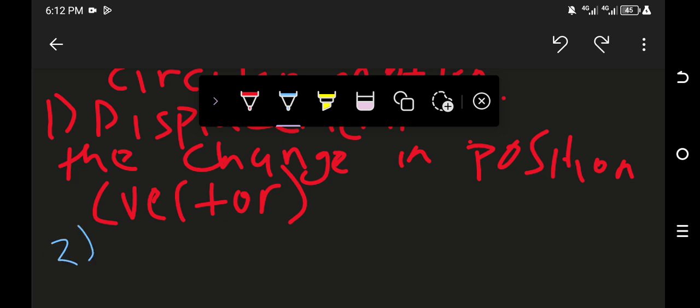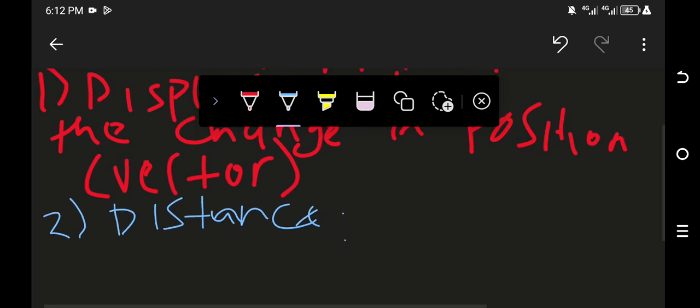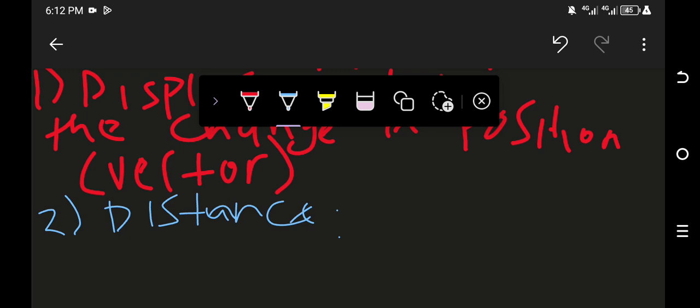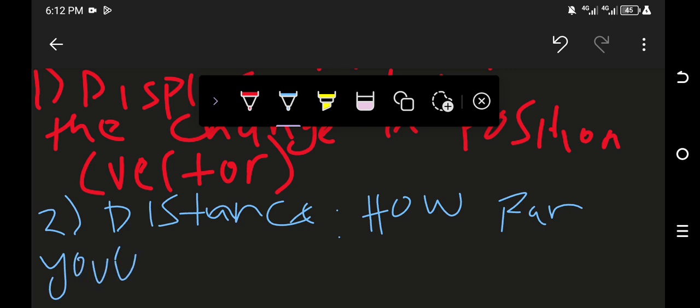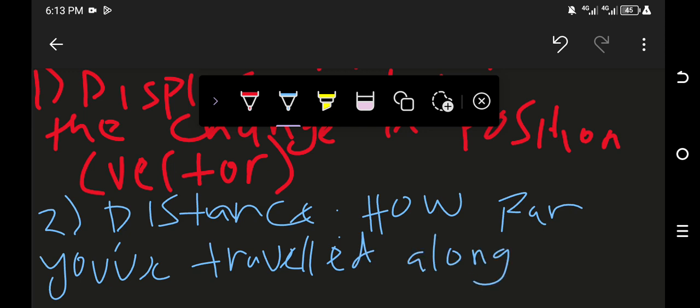I'm going to use a blue color, and the second one is the distance. What is this distance? It is how far along the circle you have traveled, because we are dealing with circular motion. It's the distance you have traveled along the circle.